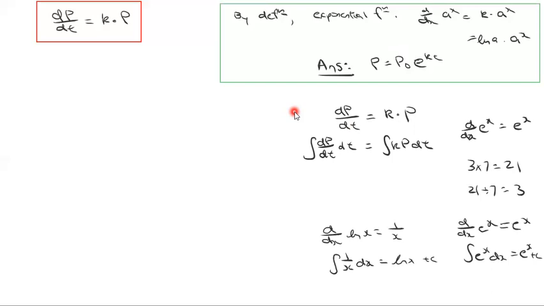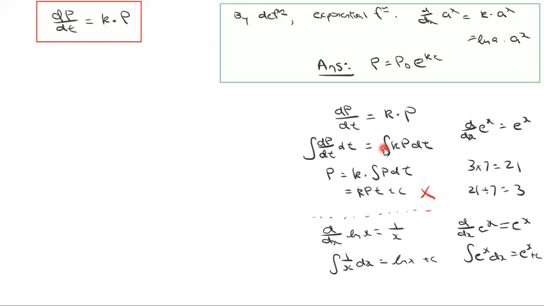And so this will then cancel, and they'll get p, and we'll integrate the right-hand side. It's a constant times the integral of p with respect to t, and they'll say it's kpt plus c. Now, to be clear, this is wrong.